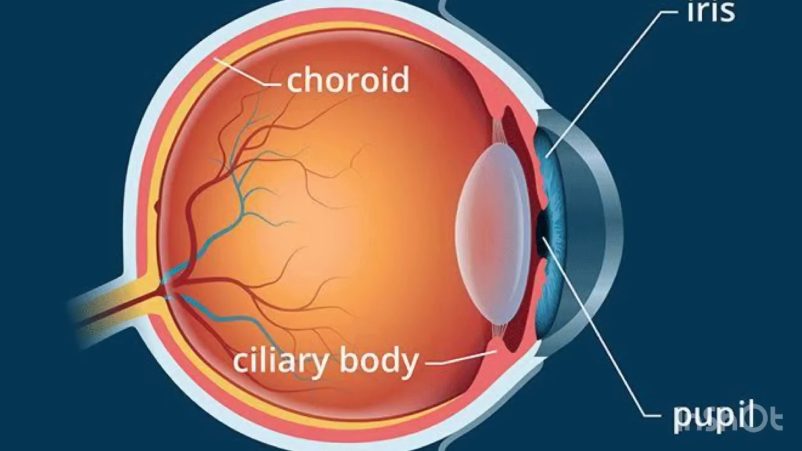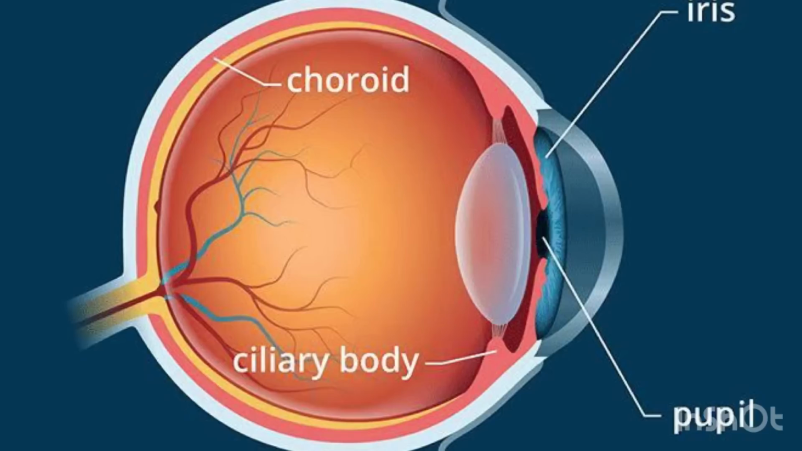The second component is the ciliary processes. The ciliary body also has numerous folds and projections called ciliary processes. These processes are involved in the production of aqueous humour, a clear fluid that fills the anterior chamber of the eyes and helps to maintain intraocular pressure and nourish the cornea and lens.